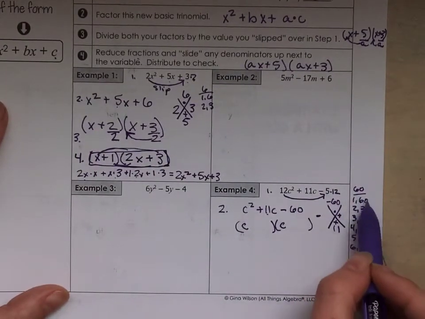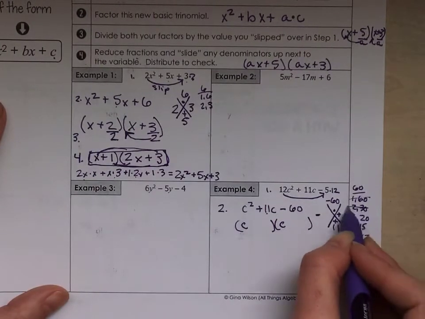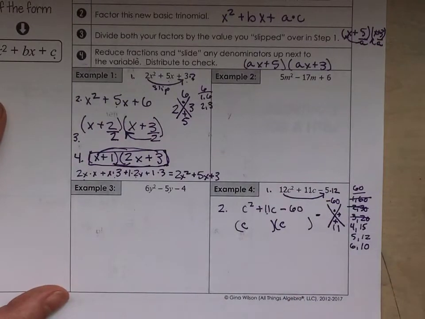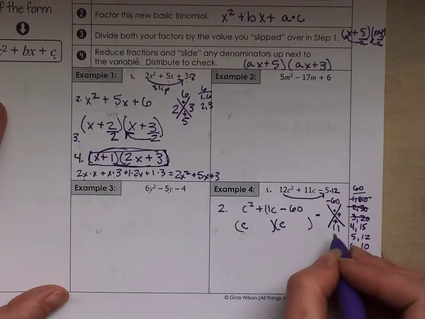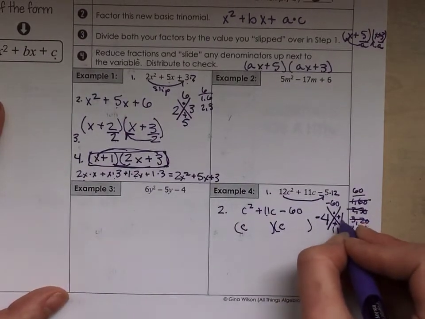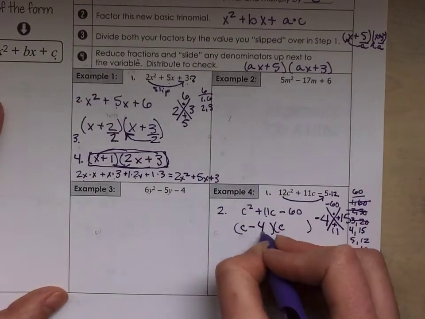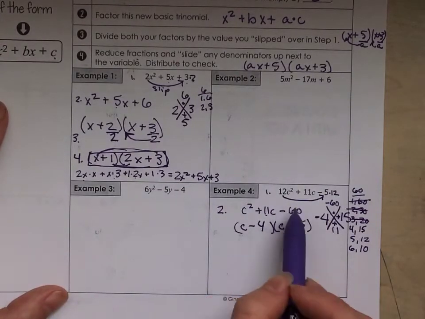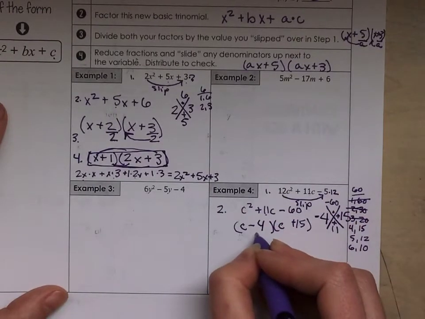So I would go through 60 minus 1 would give me 59, so that's not it. 30 minus 2 would give me 28, so that's not it. 20 minus 3 would give me 17, we're getting closer. 15 minus 4, oh, that would give me 11, so I would have a negative 4 and a positive 15. So in my factors, I would have negative 4, positive 15. Again, this is not my final step because I need to do the second part. I skipped step 1. Now I need to do the slide.